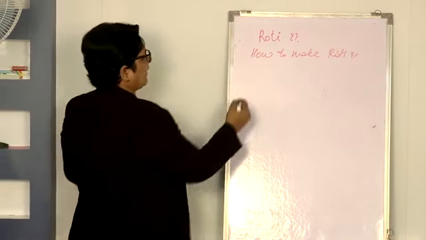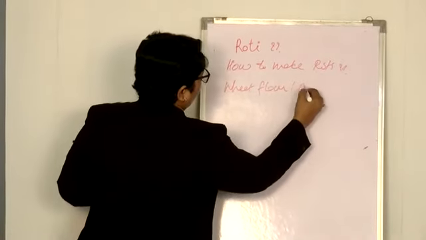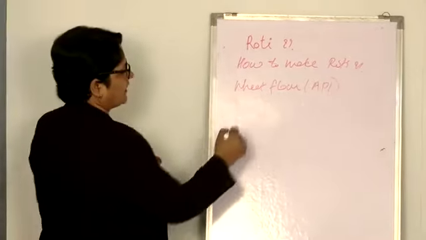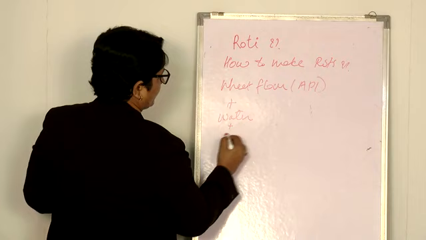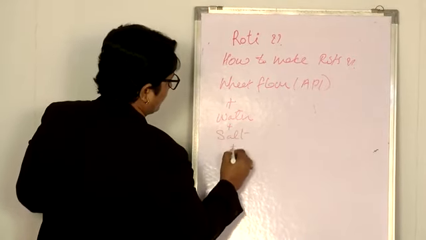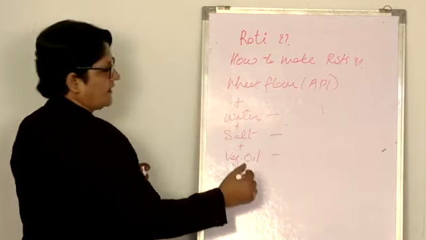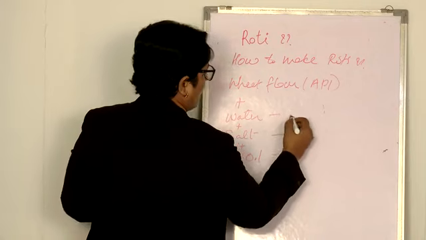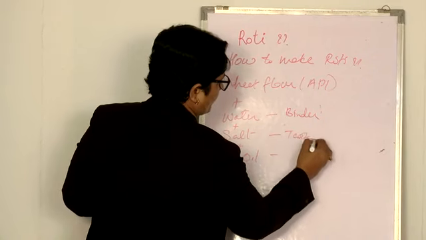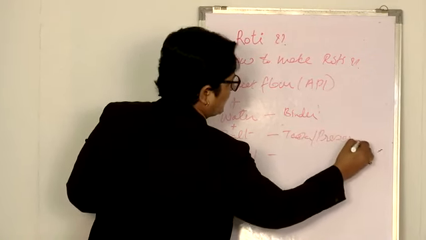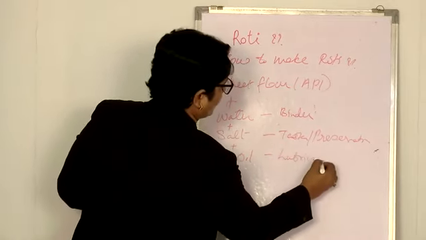When we want to make a roti, you have to take wheat flour, which is your active pharmaceutical ingredient, in which you are going to add water plus salt plus vegetable oil. Each ingredient has its own function. Water may act as a binder, salt may act for the taste and sometimes as a preservative, and vegetable oil may act as a lubricant.